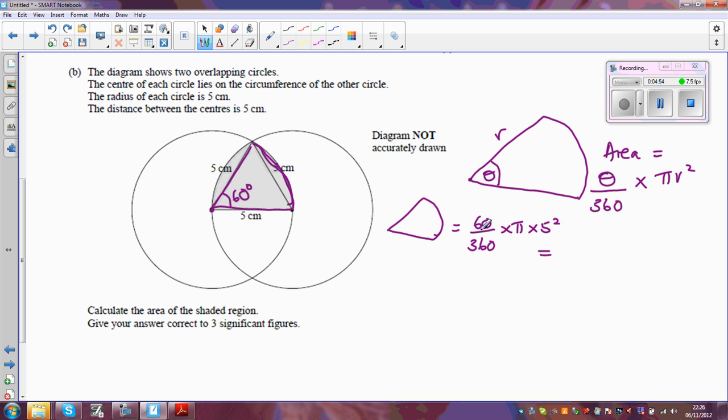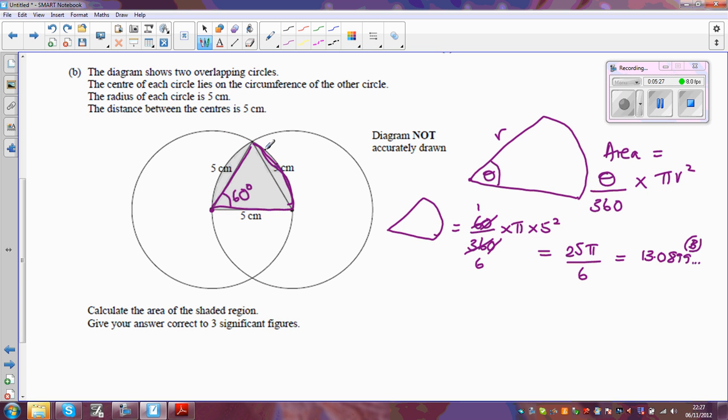And I can plug that into the calculator. Obviously I can simplify that. In fact, the 6 and the 36 cancel to give me 1 and 6. So it just becomes 25 pi divided by 6, which I can work out if I want to. It comes out as 13.0899. I'm probably going to save that in my memory and call that B, just so I don't forget it. So I've got two numbers now saved in my memory.